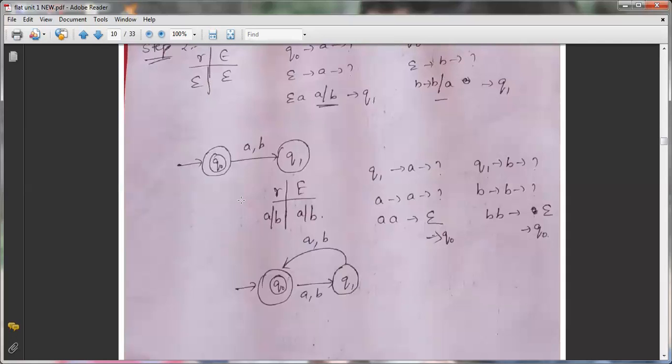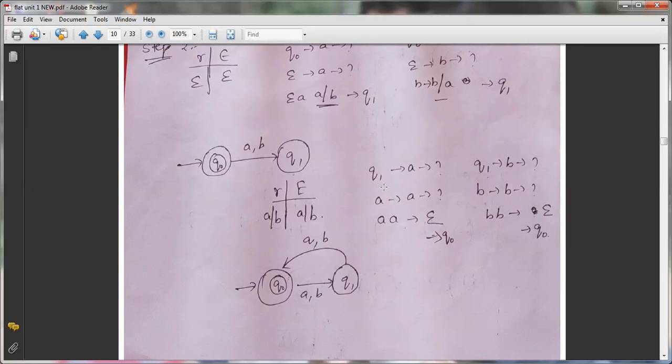Because if you read A, again you need a value to reach the final state. Always you have to reach the final state. Here the final state will be Q naught. So again, if it is reading A, it has to reach the final state again by reading A or B. So we have to give it as A or B here.